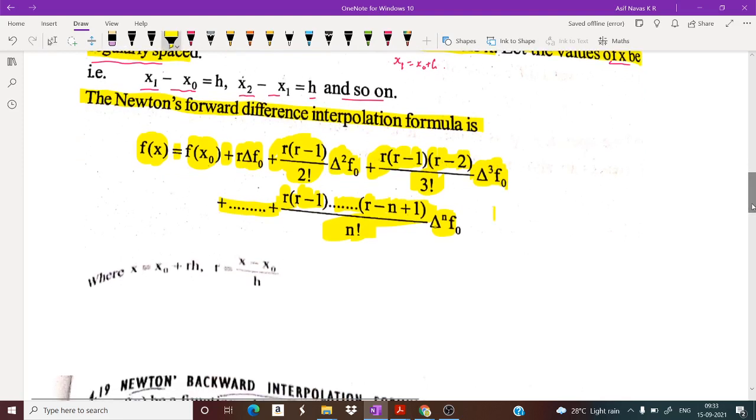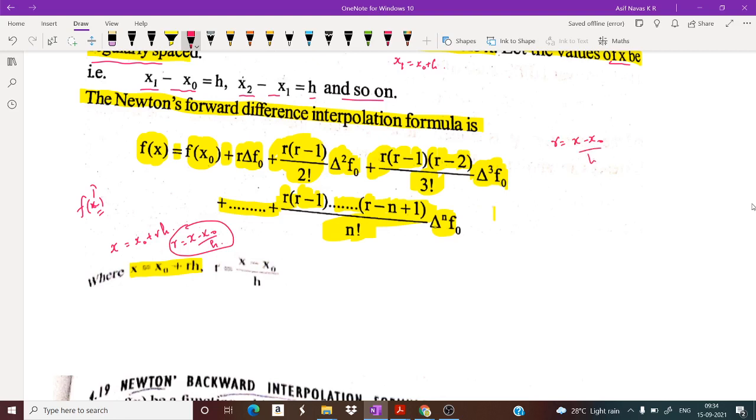Now what is x? x is equal to x naught plus rh. So we want to find out the value of f of x at some x, and x is equal to x naught plus rh, where r is equal to x minus x naught by h. So r is equal to x minus x naught by h.